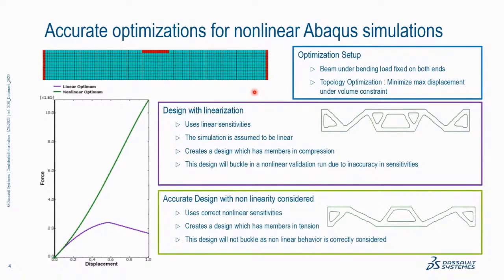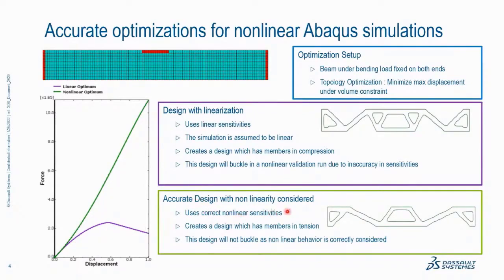So let's say we do it in the traditional way. We need to take the nonlinear load case here and linearize it in order to calculate the sensitivities. So we make an assumption it is linear. And then with those sensitivities, we come out with a design like this. As you can see, the cross members here are in compression. And this means they're likely to buckle. And this is exactly what happens. So if we validate with the nonlinear load case on a force displacement curve, you can see there is a buckling event.